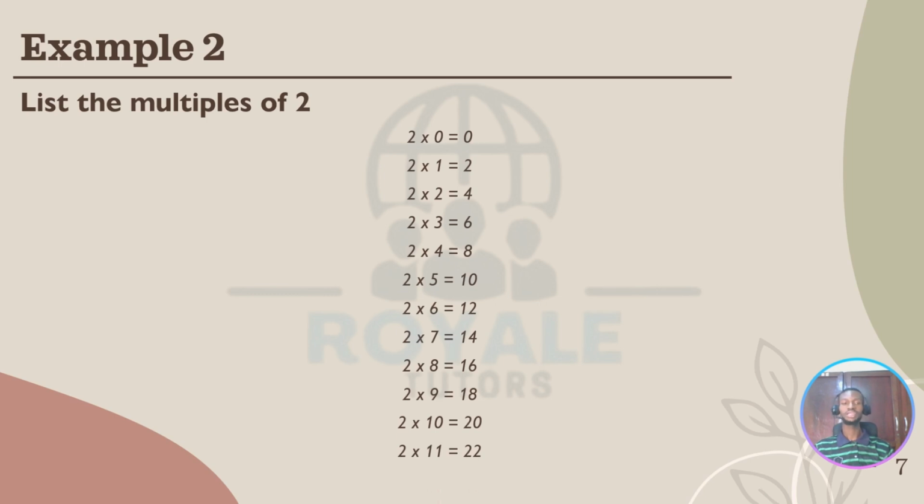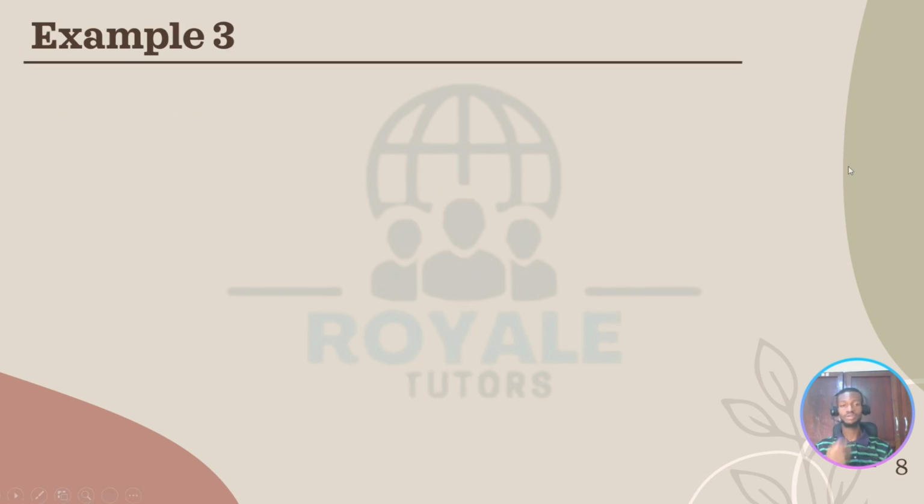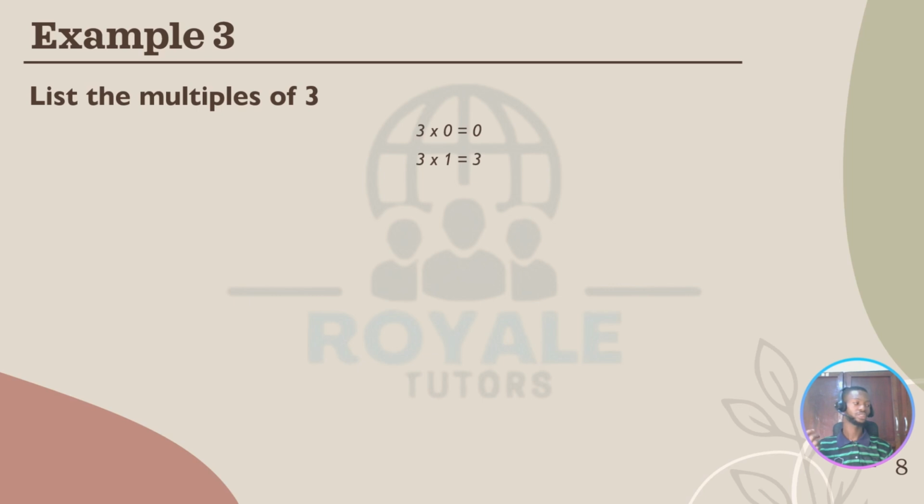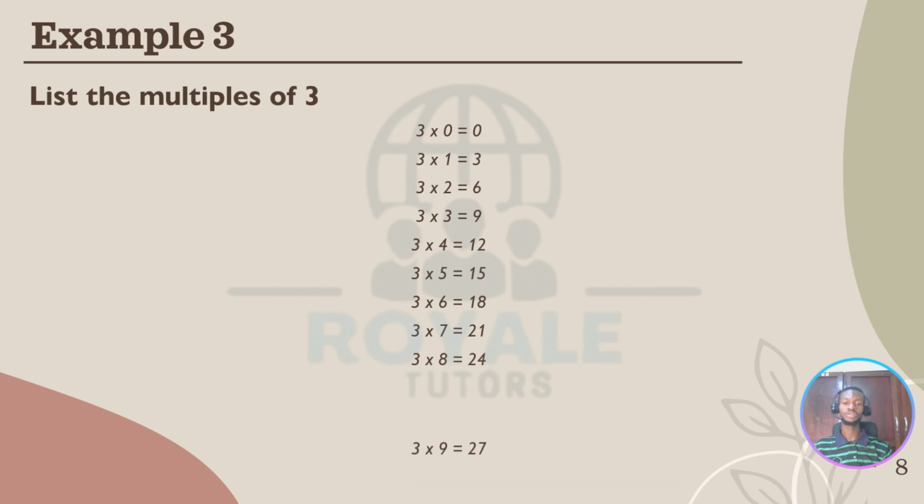Then 12 to get 24, so that is it. Let's look at another example. Multiples of 3. So we have 3 times 0, we get 0, times 1, we get 3, times 2, we get 6, times 3, we get 9, times 4, we get 12, times 5, we get 15, times 6, we get 18, 21, 24, 27, 30, 33, and we got 36 by multiplying by 12. So those are the multiples of 3.